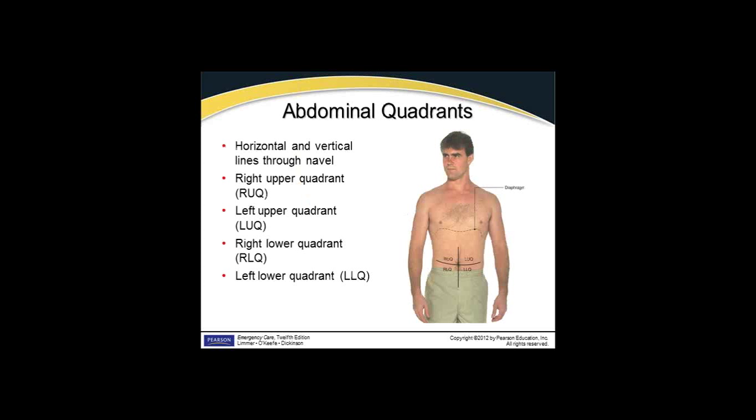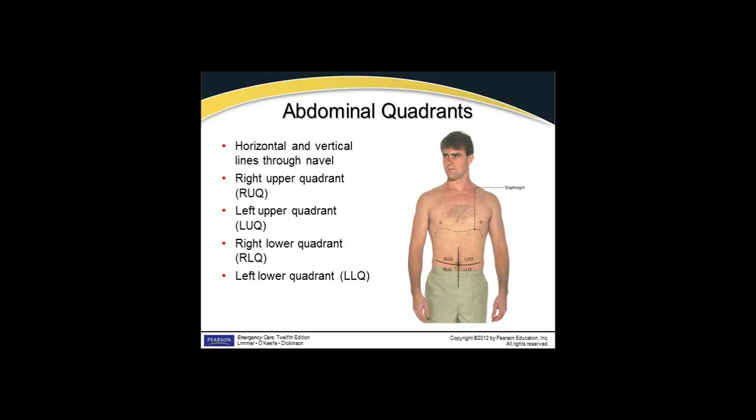So we also divide the abdomen up. We divide the abdomen into about four quadrants. Depending on how far into healthcare you are, they will also divide it into nine different sections, but for our purposes, four works. And those four sections of the abdomen basically use the umbilicus, or the belly button, for the dividing points.